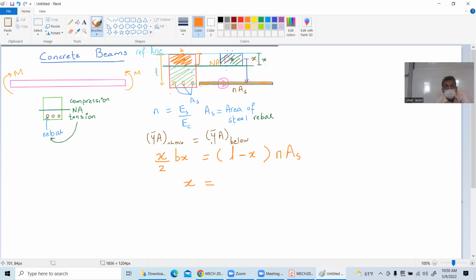It gives me this distance from the neutral axis to the rebar, and the X by 2 is from the neutral axis to the centroid. I apologize, it was not from the reference line, I'm sorry. From this point to the neutral axis is X by 2. Bx is this area. Similarly, L minus X gives me this distance multiplied by the area. Confusing? Should I repeat? So the Y bar means the distance from the neutral axis.